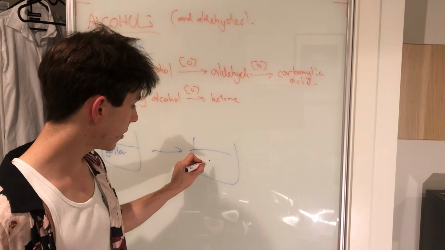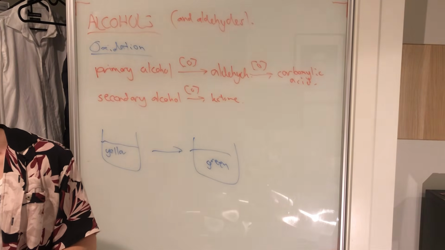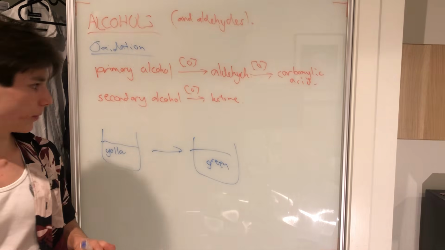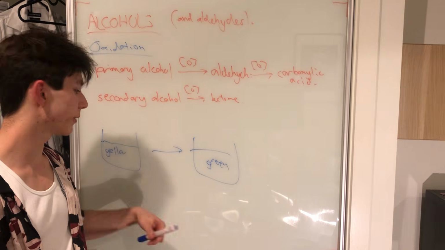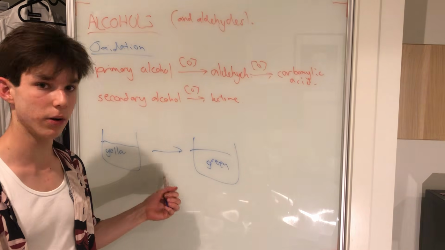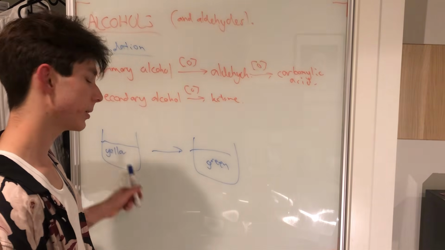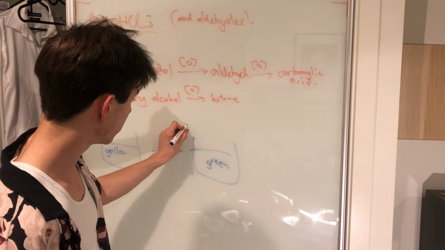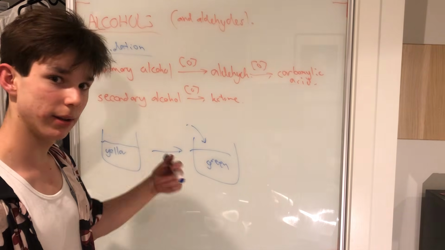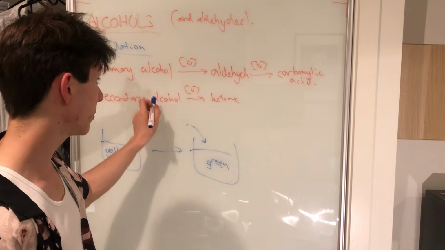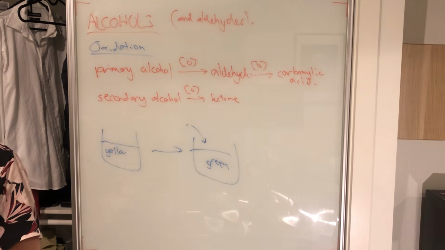Whereas if it turns green, which is the color of chromium ions that are formed when the oxidizing agent, dichromate, is reduced. So we're using a dichromate oxidizing agent. If we add in our unknown solution and it turns green, then the dichromate has been reduced and the primary or secondary alcohol has been oxidized. Therefore, we have a primary or secondary alcohol, so we can tell them apart.